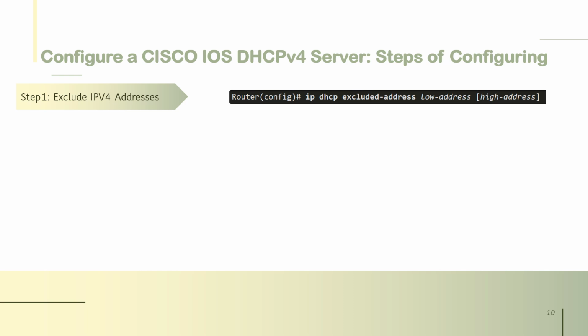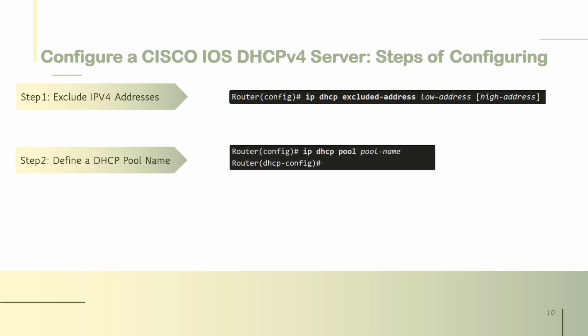At step 2, we will configure a DHCP version 4 server, which involves defining a pool of addresses to assign. As it is shown here in this example, by using the ip dhcp pool command followed by the pool name, with this command we create a pool with a specified name and put the router in DHCP version 4 configuration mode, which is defined by the prompt that is shown here.